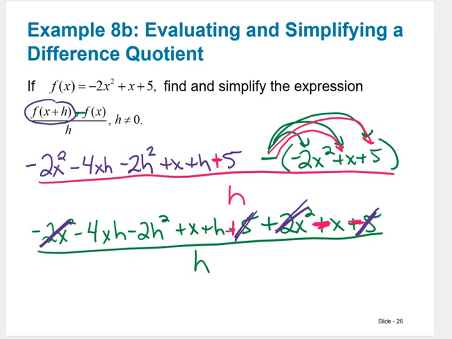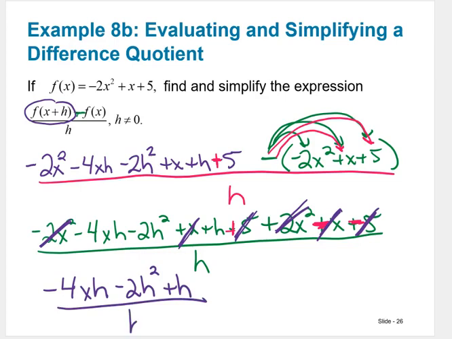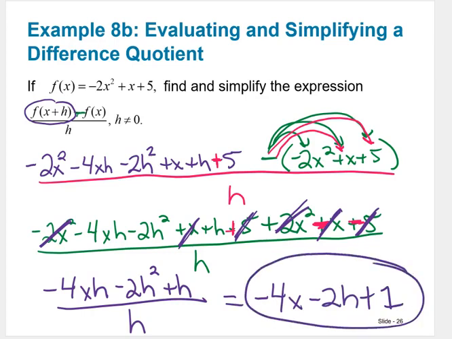Okay, now let's see what we have left. Oh, wait, I've got another thing. Notice that positive x minus x will go away too. Okay, so that worked out pretty well. So notice all I have left now is negative 4xh minus 2h squared plus h. Everything else got taken care of. And then we're going to divide everything by h. Notice each one of these terms has an h in it, so I can divide out an h in each term. And that leaves me with that right here. So that is the difference quotient.